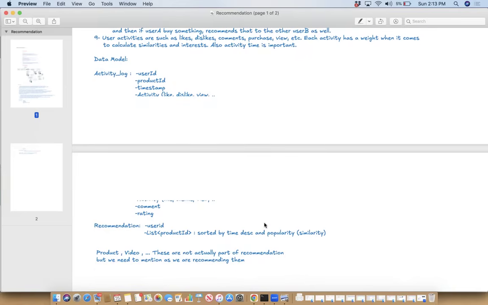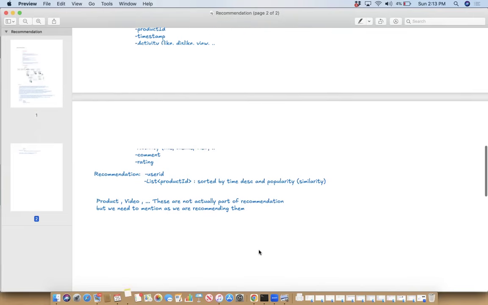Data model, what is the data model? We want to keep the activity log: user ID, product ID, timestamp, and the activity: like, dislike, view, comment, rating. These are activity logs, raw data. User ID, product ID, or for example movie ID, timestamp, and what activity is being done on this product. Is it a like, dislike, and what is the comment, what is the rating?